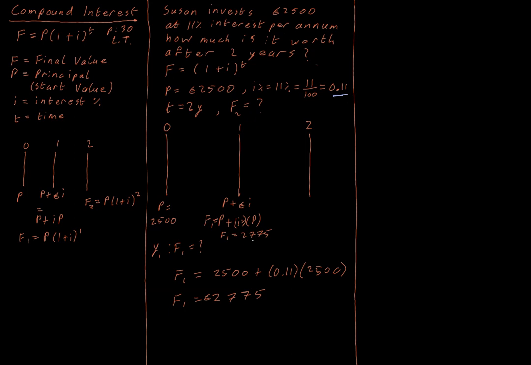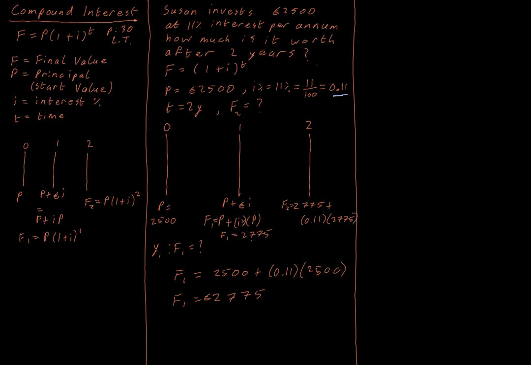Well, this is our new starting value for the beginning of year 2. The end of year 1 is the beginning of year 2. So now our principal for year 2 is going to be our 2,775. And at the end of the year, for F2, we're going to have added on our interest. So our 0.11, our 11% of what we had at the beginning of the year, 2,775. So this is how interest compounds.